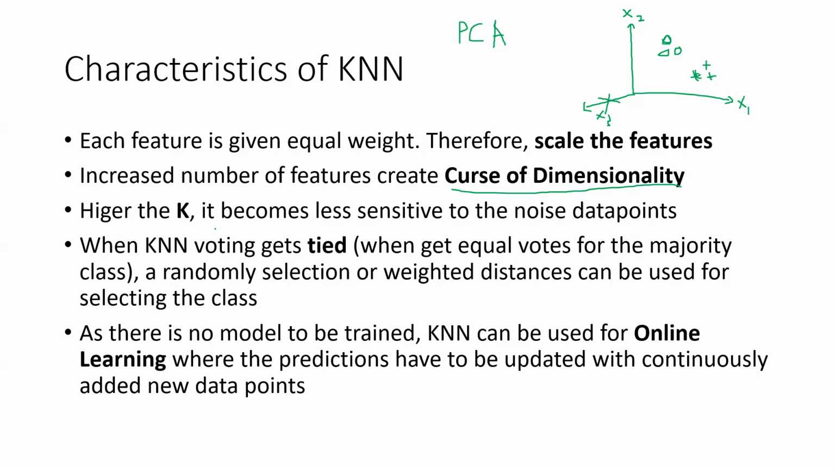So higher the k, as I mentioned earlier, it becomes less sensitive to noise data points, but the problem is that it would increase the bias, right? So you have to find the k in the correct way. You have to select a good value for k to have better accuracy for k nearest neighbors.